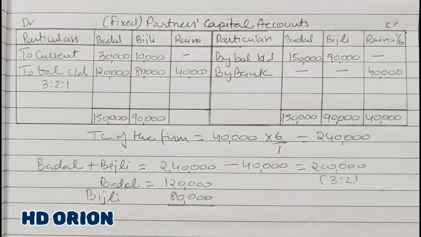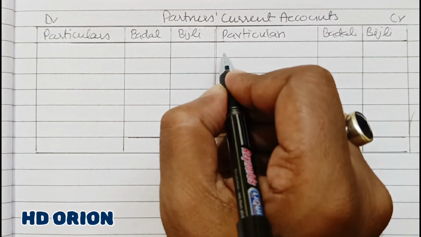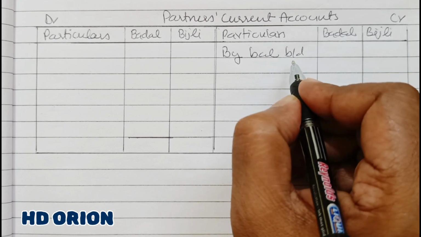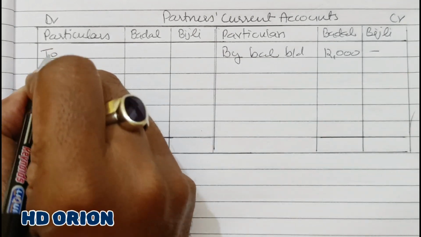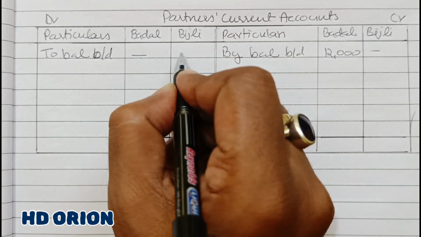So this is the partners' capital account, and the rest of the treatments related to investment fluctuation reserve and premium for goodwill will be shown in the partners' current account, not here. You need not prepare a current account for the new partner, and for the old partners the current account balances are also given in the balance sheet. So by balance b/d, on the liability side, Badal, it is 12,000 rupees, and on the asset side, therefore a debit balance, for the other partner, that is Bijli, and it is 2,000.